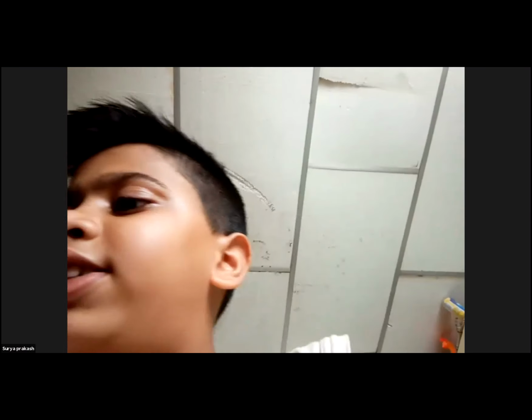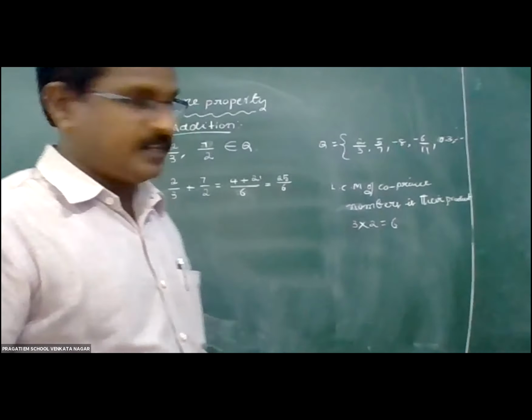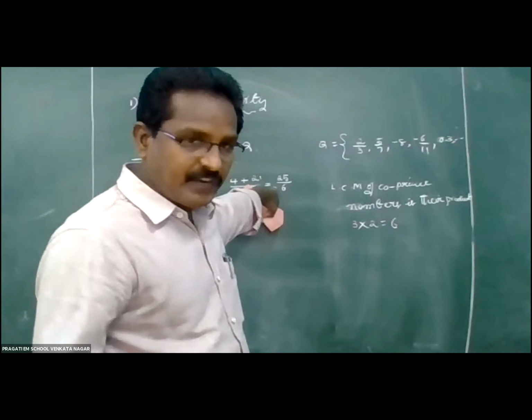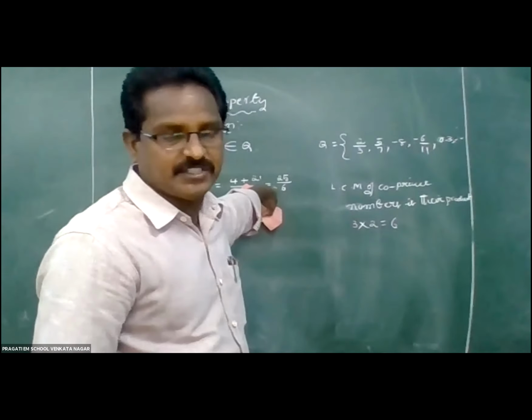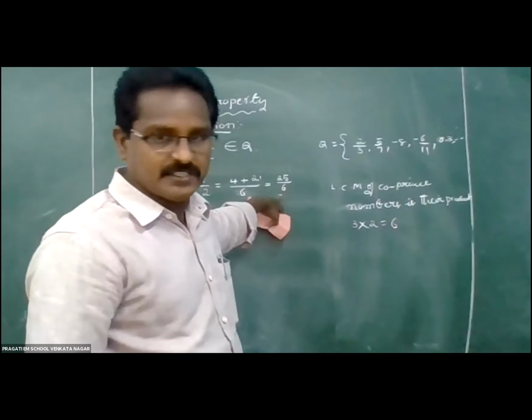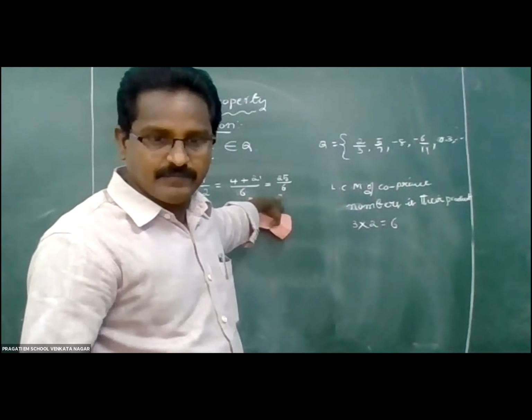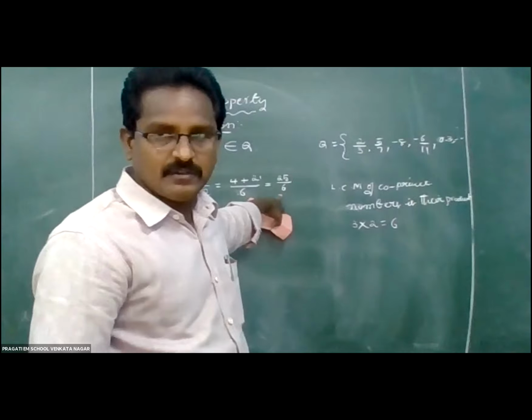Sir, we want to convert the unlike fractions into mixed fractions, no, sir? Yes, not unlike fractions, improper fractions. An improper fraction can be changed into a mixed fraction. Yes, sir. Yes, this is an improper fraction, 25 by 6. That can be changed into a mixed fraction.